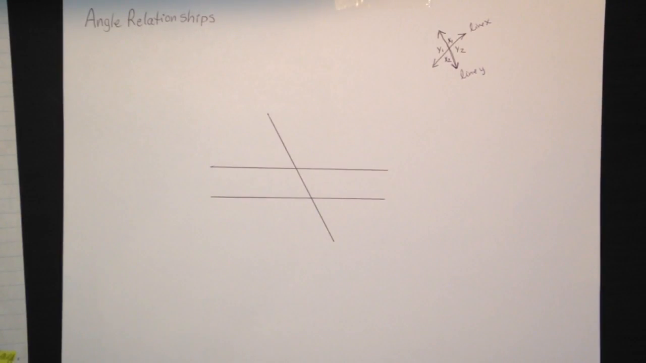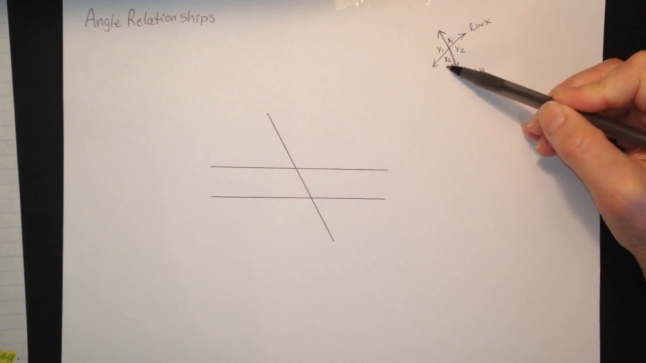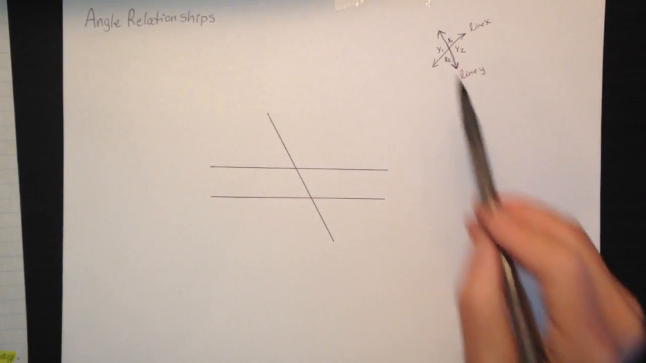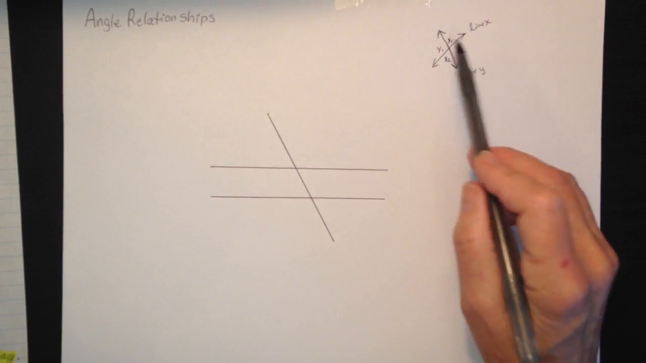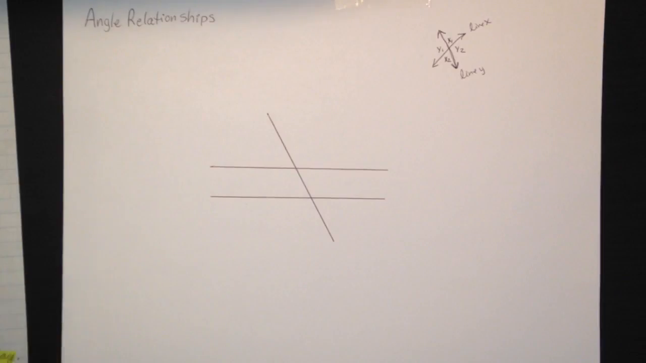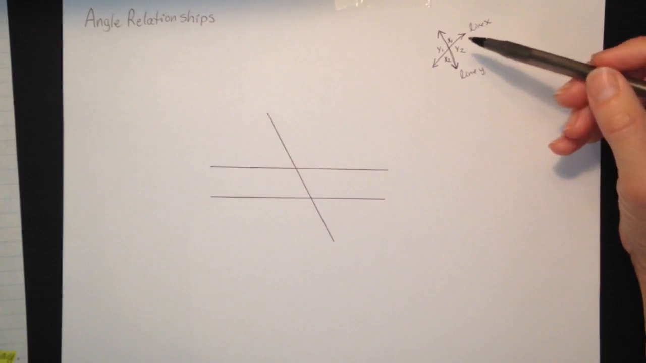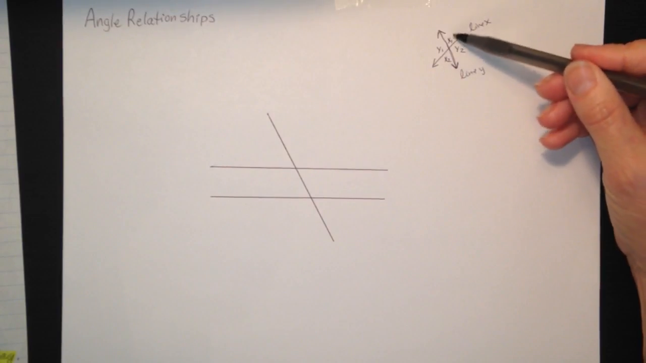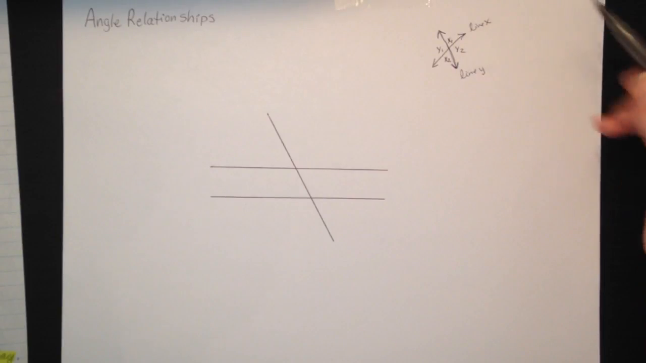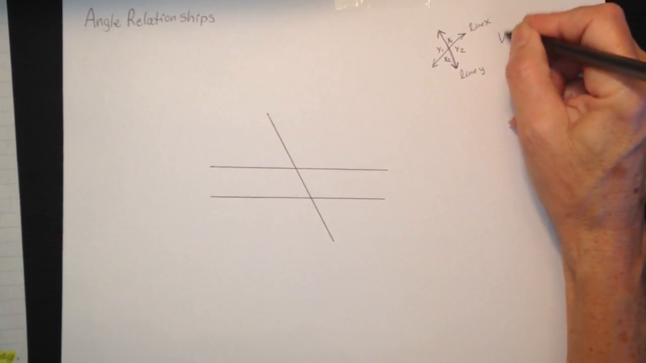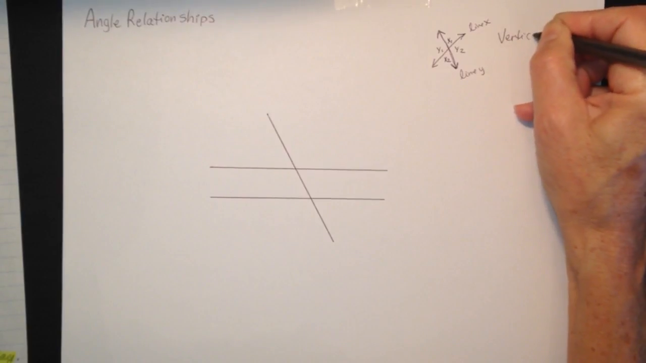When two lines intersect, it creates four angles. So we see four angles here, x1 and x2, and then y1 and y2. The relationship between these angles is what we want to take note of. The angles that are across from each other, x1 and x2, are known as vertical angles. And vertical angles are equal.